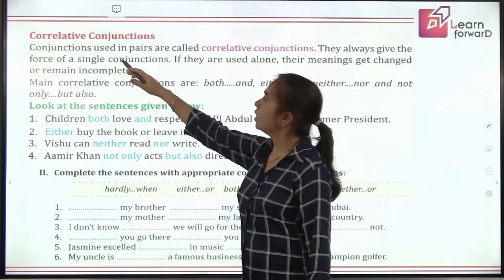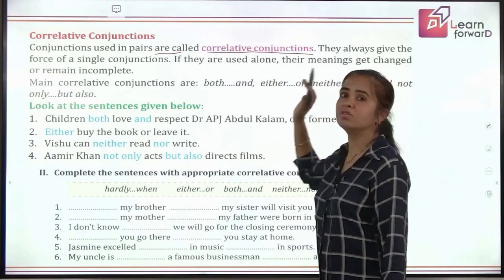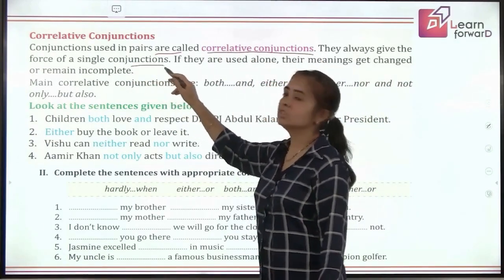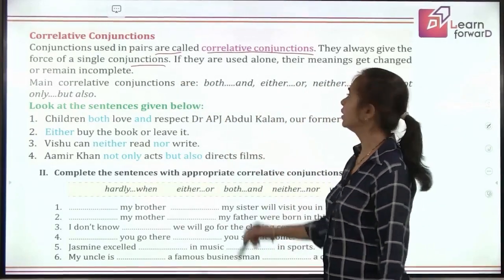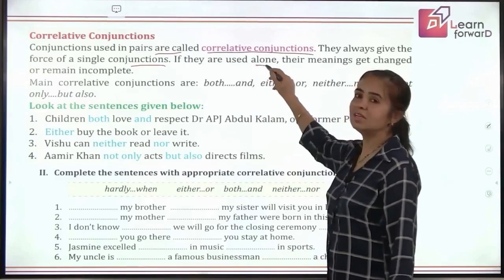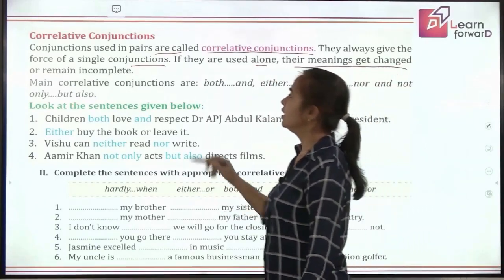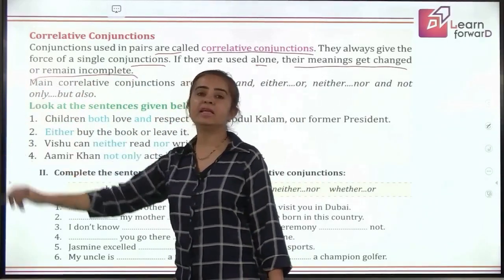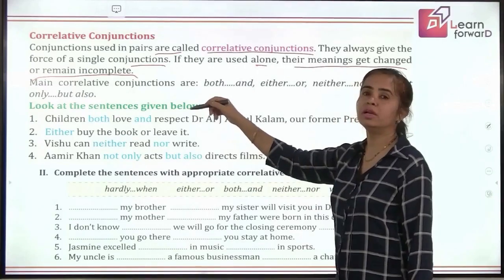Conjunctions used in pairs are called correlative conjunctions, and they give the force of a single conjunction only, because they will be used in the sentence together. So if they are used alone, their meanings get changed or they remain incomplete. Anything can happen, right?